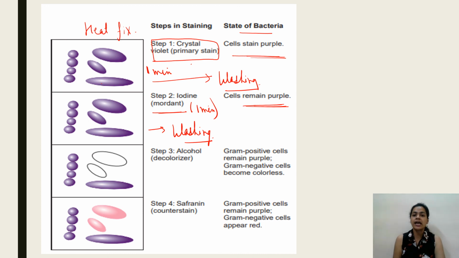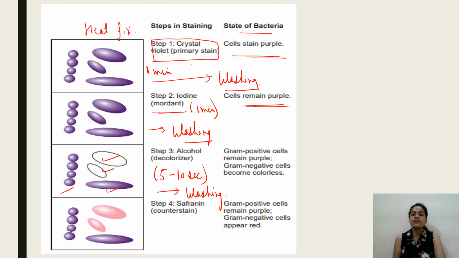Then we will add the alcohol, which is the decolorizing agent, and I have already told you the time should be only 5 to 10 seconds. Under this condition the gram negative bacteria will become colorless, which you can see here, and the gram positive bacteria will remain purple. This is the state of the bacteria, and we have just seen the reason. Again we have to do a quick washing here so that the excess alcohol moves out and over decolorization does not take place.